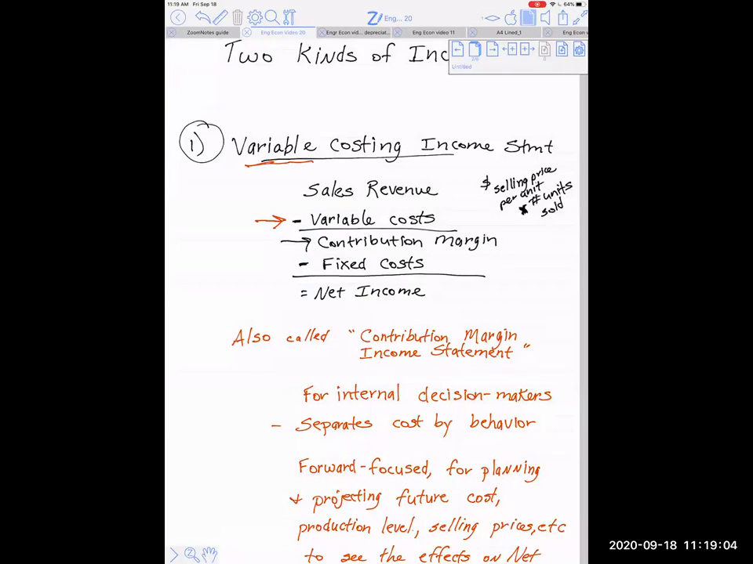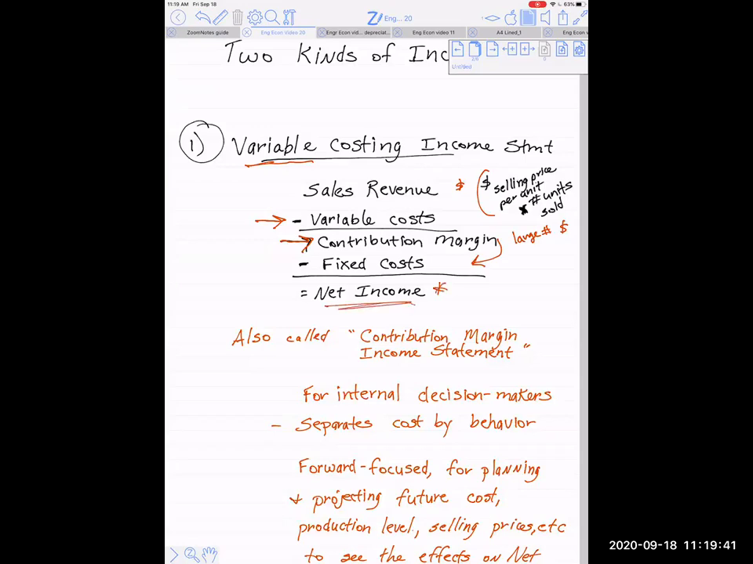The first line of any income statement is sales revenue, which is selling price per unit times the number of units that were sold. That equals sales revenue. In this format of an income statement, we subtract out the variable costs to get to a subtotal called contribution margin. Now you want that contribution margin to be a large enough number in dollars to cover all of the fixed costs, which are subtracted next, and to still have money left over for net income.